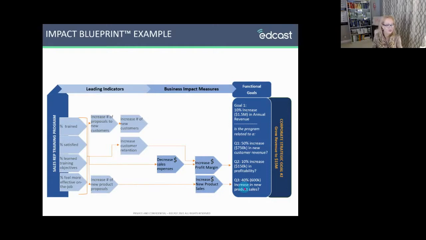Yay, somebody said crystal clear. That's great. And so this is how we're visualizing business impact. And when you can visualize it, you can communicate it. So that's the value that we're trying to add here.